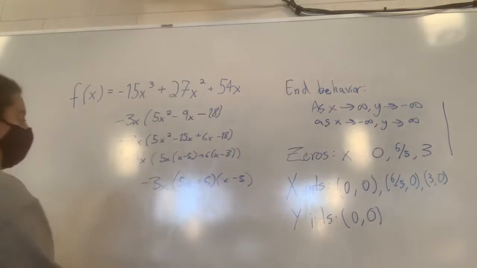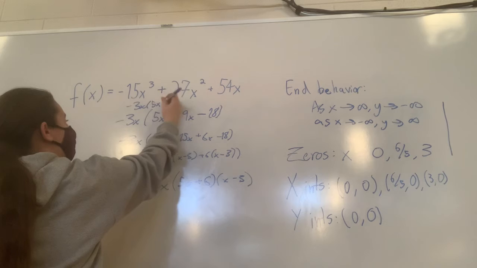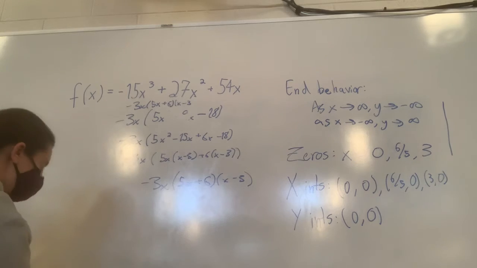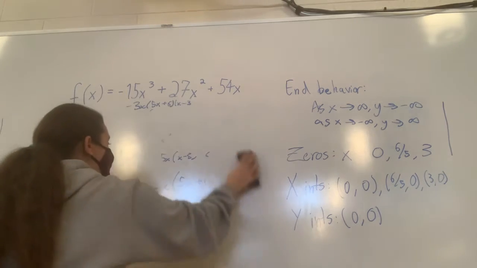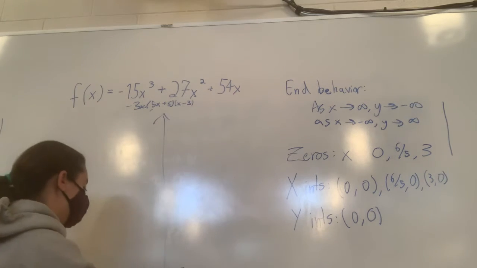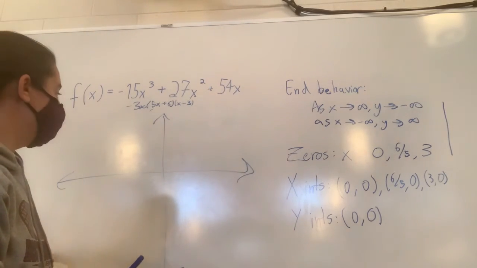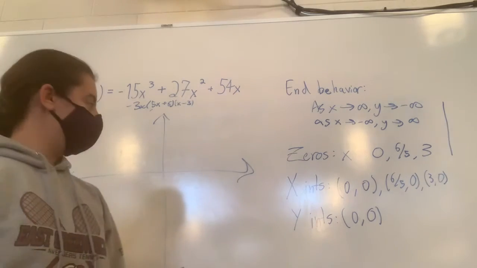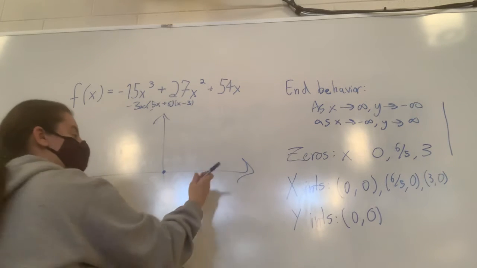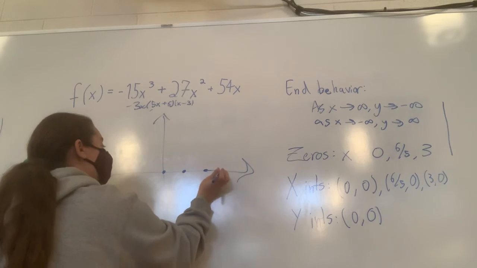So I'm going to pop the factored form up here so I can make some room over here. All this is gone. All right. So here's our coordinate plane. The first thing we want to do is graph all our intercepts. So we know that we have 0, 0. We know that we have 6/5, 0, and 3, 0 as points on our graph.